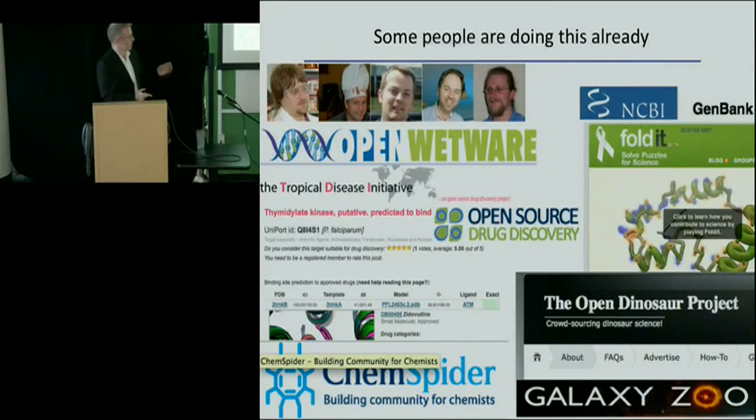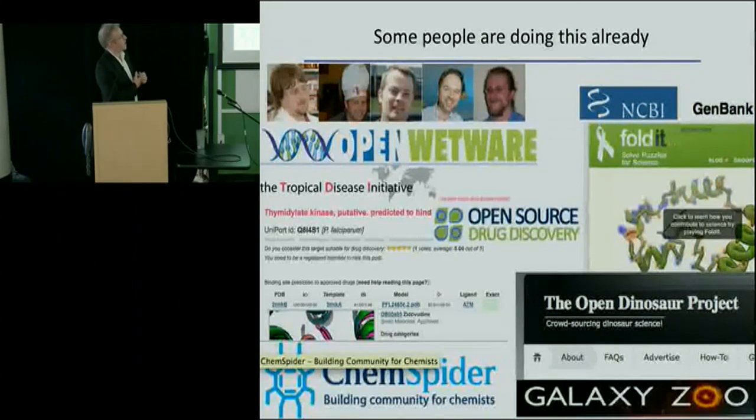But ChemSpider is something which is on the web, and anyone can upload chemical data to ChemSpider, so it becomes a community-centered resource, and was recently purchased by the Royal Society of Chemistry, who is keen to promote this. So this is a selection of different things where open projects or open data are involved, and some of them, like Galaxy Zoo and the Open Dinosaur Project, are actually where there's community input, so public input to the project.